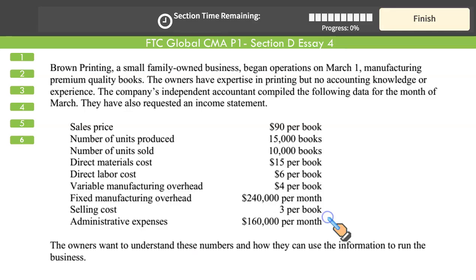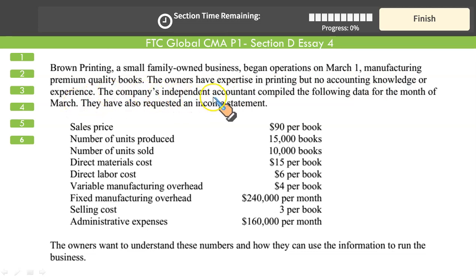Section D, essays and essay 4. Scenario given. Brown Printing, a small family-owned business, began operations on March 1st, manufacturing premium quality books. The owners have expertise in printing, but no accounting knowledge or experience. So they are experienced in printing, but they do not have accounting knowledge.